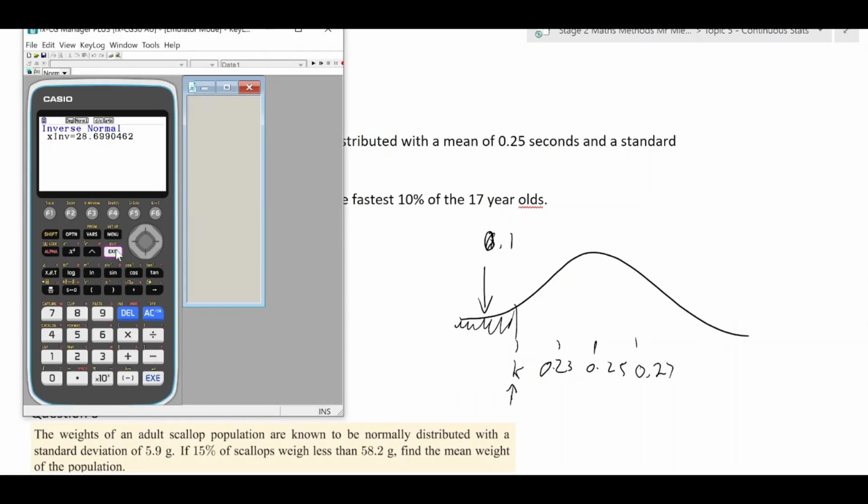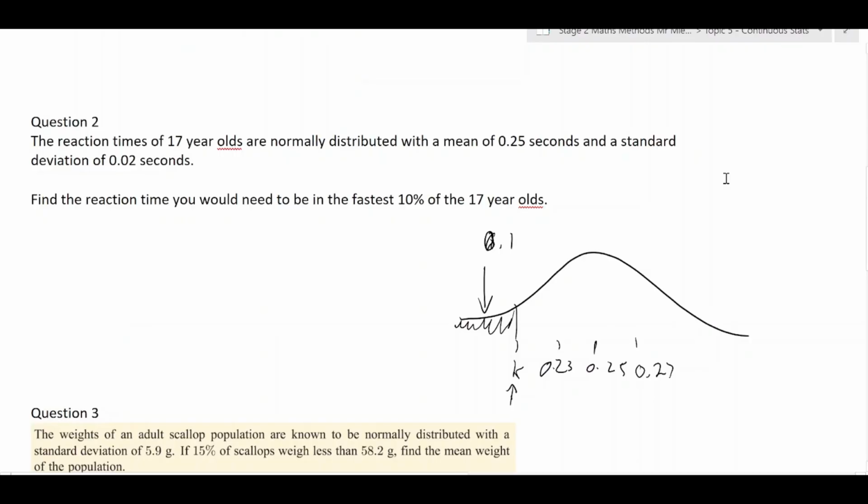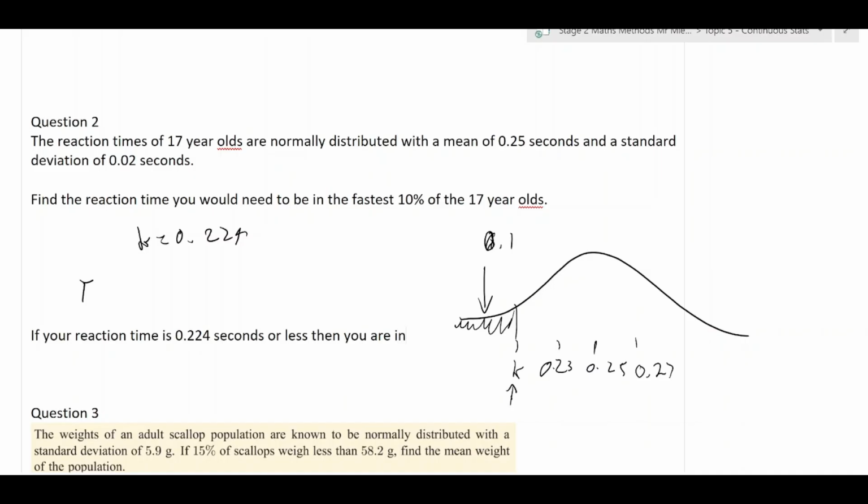So again, we're going to go to this inverse normal situation. On a Texas, it is where you find normal CDF. On the Casio, it's here, inverse normal. We're going to be doing that left tail there. The area is going to be 0.1, because that's 10%. Standard deviation is going to be 0.02, and the mean is going to be 0.25 seconds. There we go. We hit execute, and it's 0.224. So K equals 0.224. So you could have a sentence there. If your reaction time is 0.224 seconds or less, then you are in the top 10%, something like that for the interpretation. All right, great.